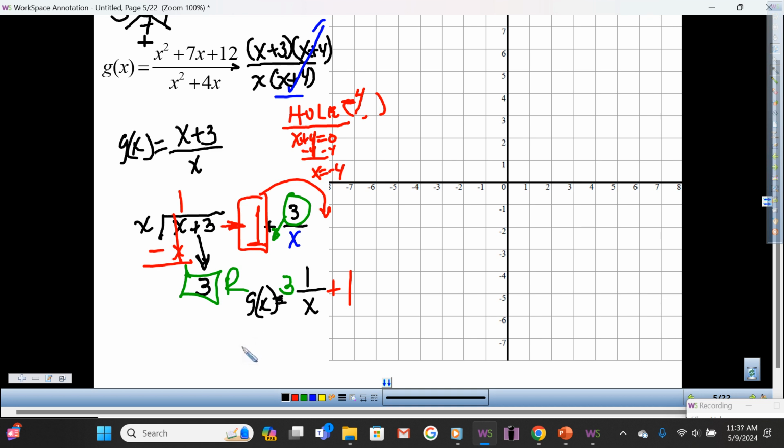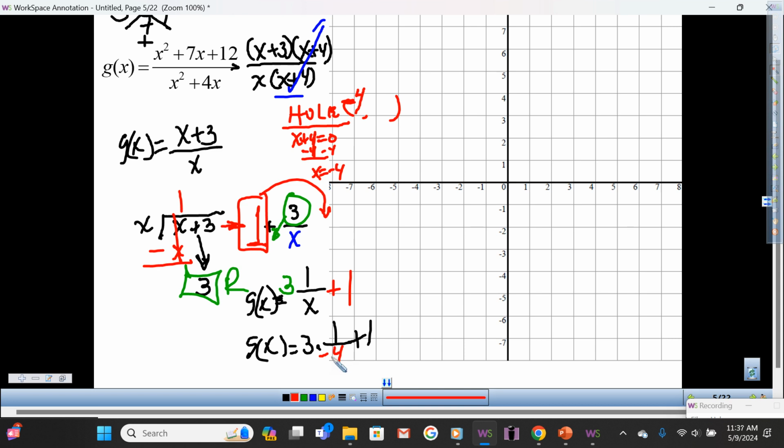Help him out, Anthony D. We need our g of x for the whole. Yeah, substitute the negative 4 for x in our equation. That is correct. So here's our equation. G of x equals 3 times 1 over blank for the x, plus 1. And the x, we said it was negative 4 or negative 1/4.